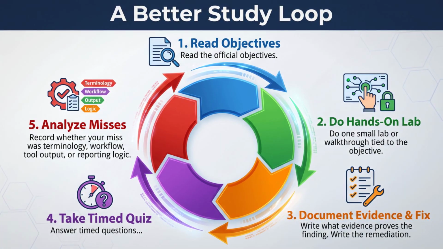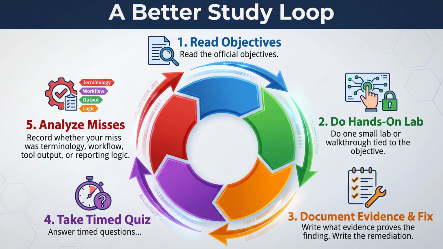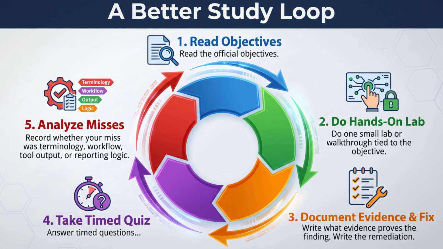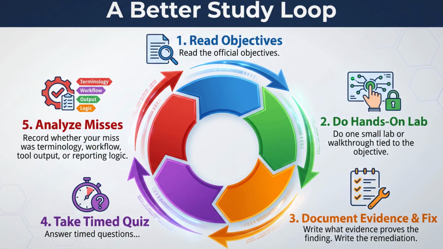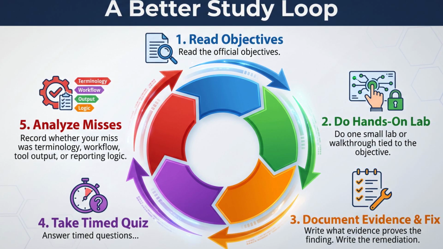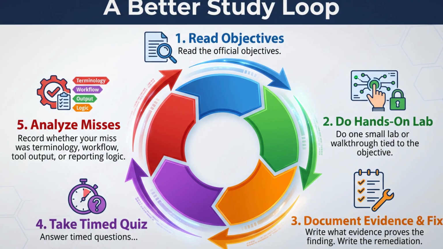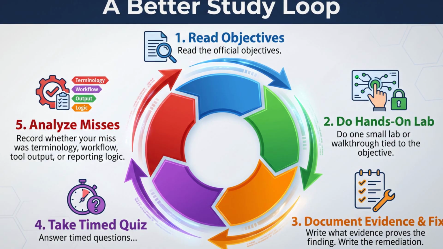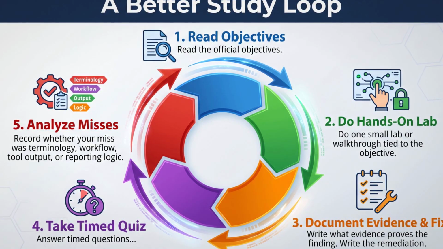To build this workflow mindset, adopt a lab-first study loop. Start by reading the official exam objectives for a topic. Then, immediately apply it in a small, hands-on lab or walkthrough. After the lab, practice your reporting skills by writing down the evidence you found and the remediation steps. Finally, take a timed practice quiz. Use your incorrect answers as a feedback system to diagnose your weak spots. Were they in terminology, workflow logic, or interpreting tool output? This turns practice into a diagnostic tool.